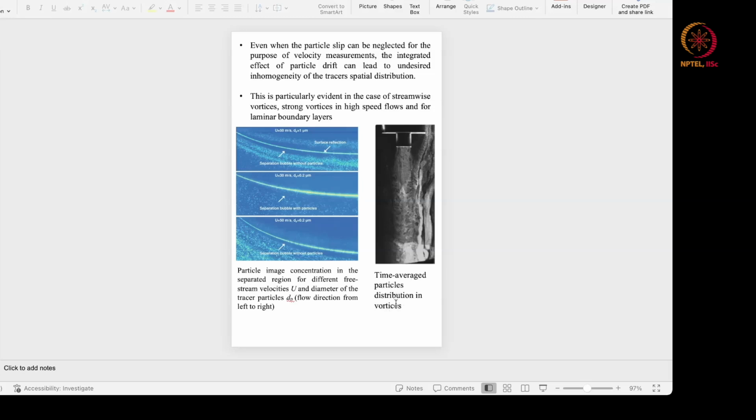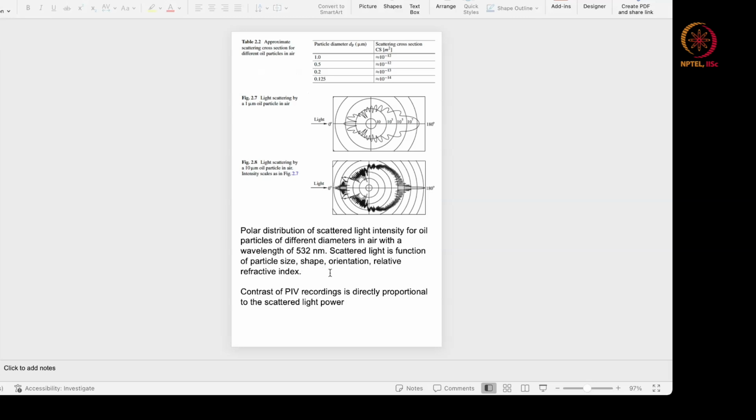This is the time averaged particle distribution in the vortices. Just because the particles are entrained in the vortices and they tend to stay there, this leads to inhomogeneity of the tracers, the spatial distribution of the tracers. And once we lose the spatial distribution of the tracers, your velocity measurement is going to suffer big time. At the same time, now let us look at the polar distribution of the light scattered for oil particles of different diameters in air with a wavelength of irradiation of 532 nanometers, most common for Nd:YAG lasers. The scattered light is a function of particle size, shape, orientation, relative refractive index, etc.